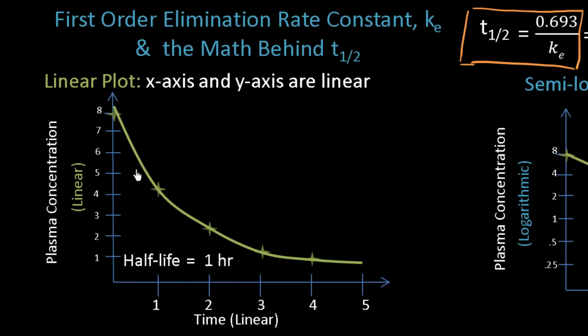So we started at 8, we went down to 4 after 1 hour, to 2, to 1, to 0.5, to 0.25. And what I said to you is that, as scientists, we want to know what the concentration is at any point in time. And the equation which would tell us that was that the concentration at a time t is equal to your initial concentration times e raised to the negative k times t, where k was your first order elimination rate constant. So from this equation, we can derive the half-life equation.